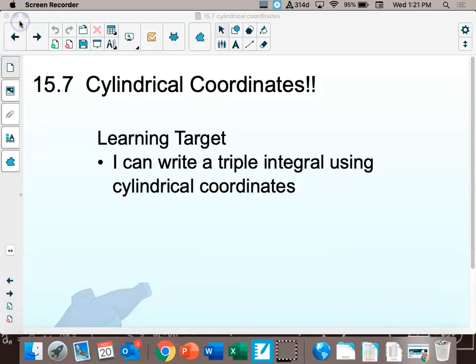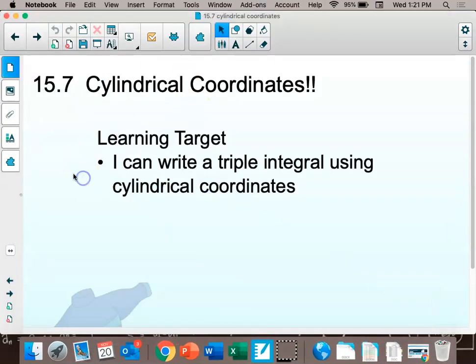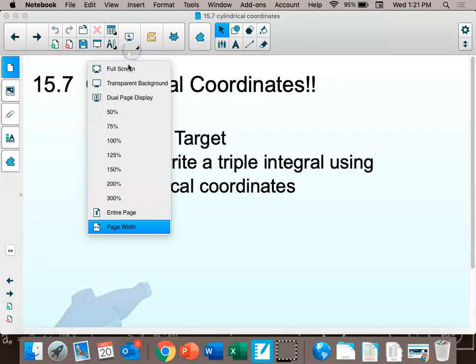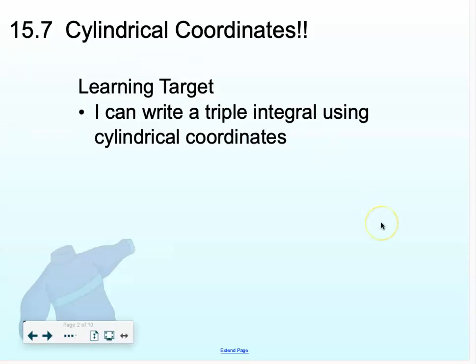I want to get into the lesson because I kind of want to walk through this and then do some practice together as a class. So possibly go through some homework questions. Okay. So today we're doing cylindrical coordinates. Section 15.7. Triple integrals using cylindrical coordinates.